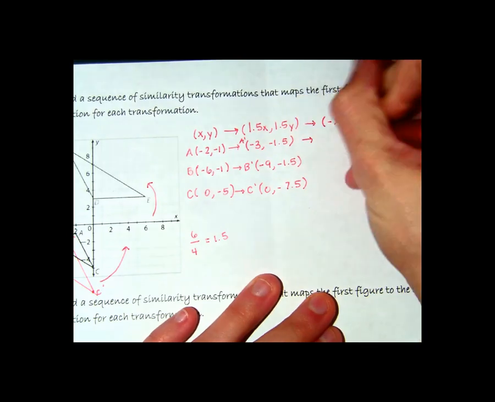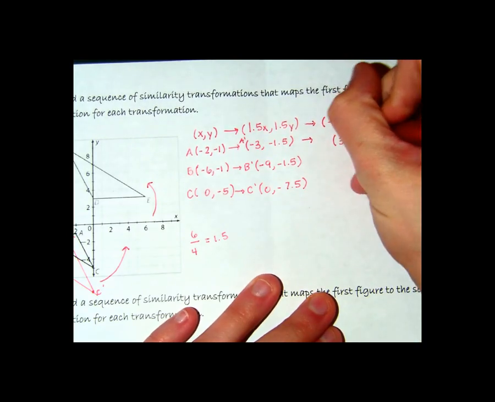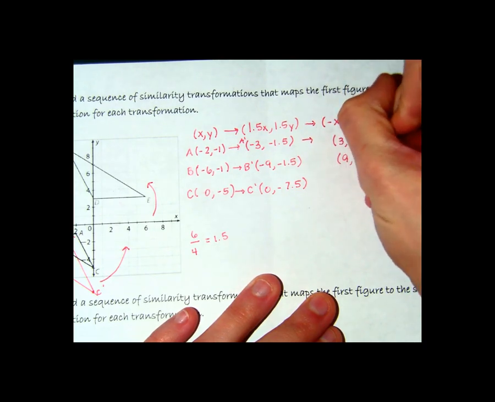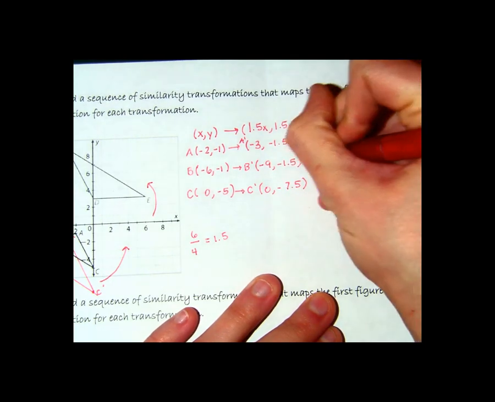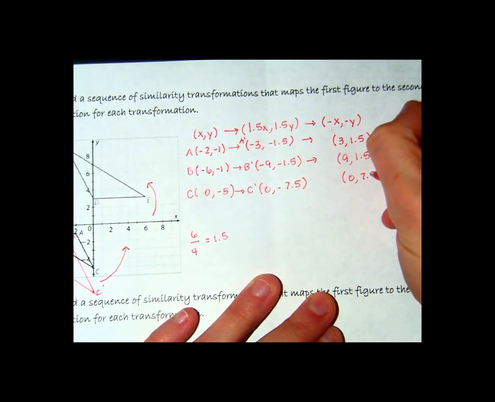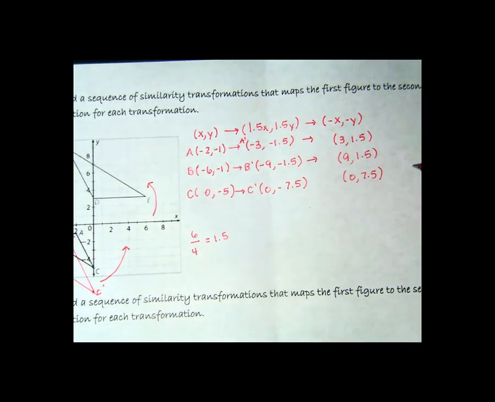So let's check and see what our values are. We should have 3, 1.5, 9, 1.5, 0, 7.5. Okay.